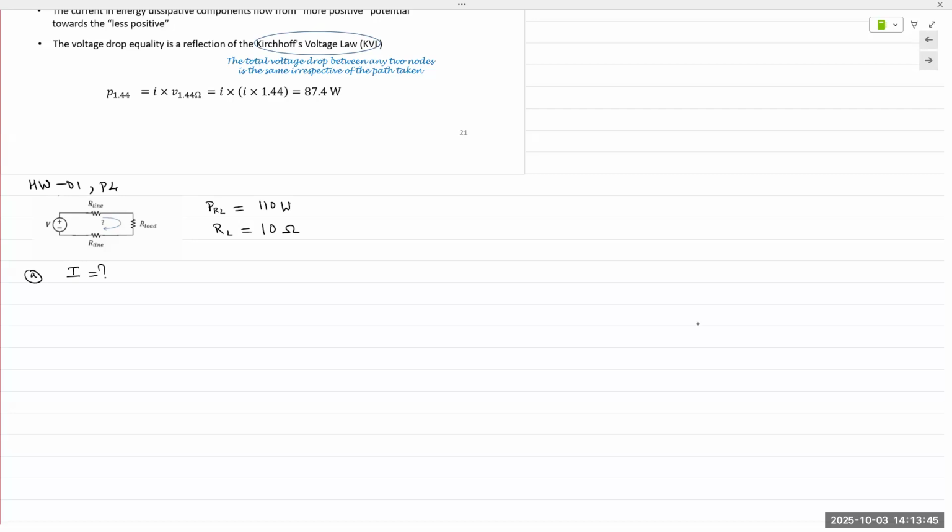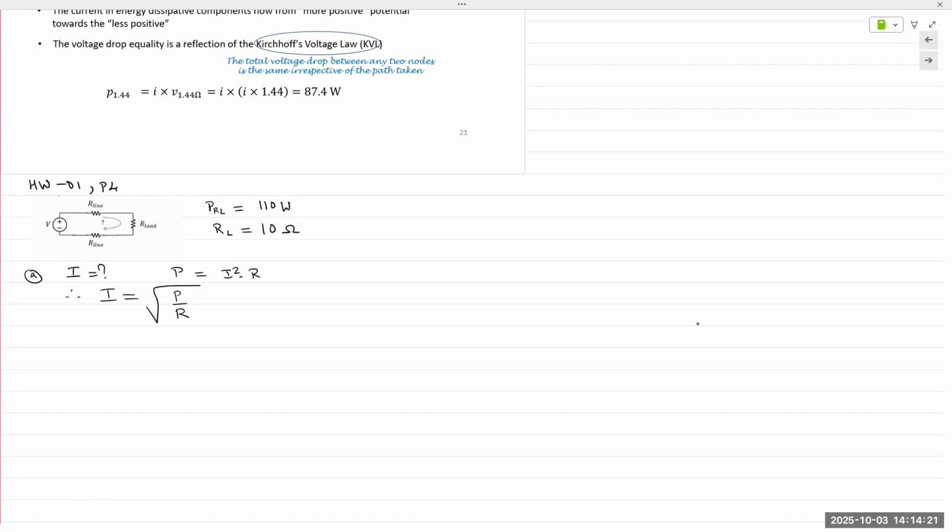So what do you think? What equations? Power equation and Ohm's law. P equals V squared over R, or I squared times R. We have R, we have power P. So we can use the equation: power P is I squared times R. So we can write I is the square root of P over R. And you solve it, you obtain the value of the current.